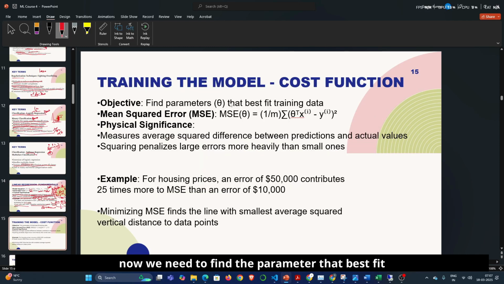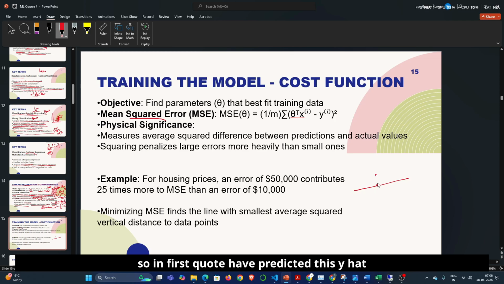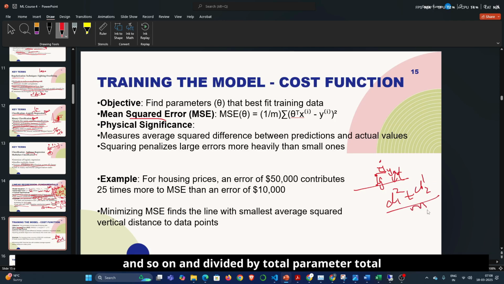Now we need to find the parameters that best fit the training data. So mean square error is one of them, in which, as its name suggests, we square the error. Let's say this will be our best fit line. In the first go it has predicted this y hat, while the actual case was this y actual. So this will be the difference d. We take d square for one instance, d square for two, and so on, and divide by the total training instances m. So that's how we are using it.